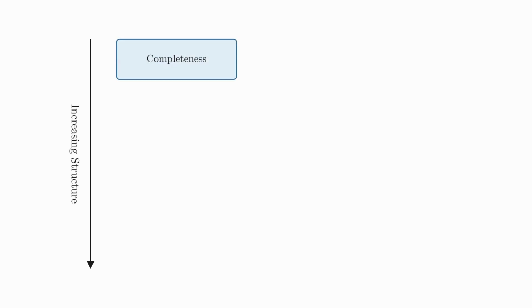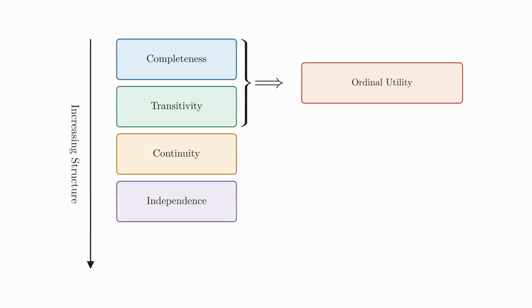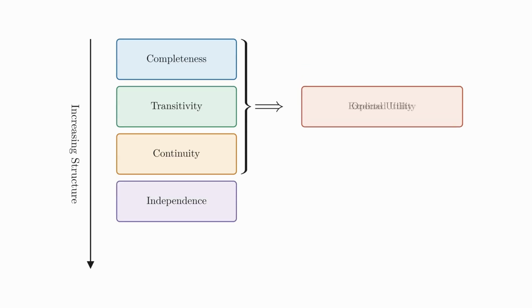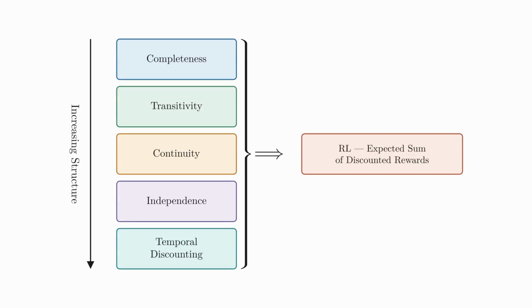So basically, what you are doing is you start with a preference that is very unstructured. You assume 2 things, completeness and transitivity, and you turn that preference into an ordinal utility, a number that orders possible events. Then you assume 2 more things, continuity and independence. You turn the ordinal utility into an expected utility, which is much stronger in the type of interpretation you can get out of it. And then if you assume the 5th axiom, you turn the expected utility into an expected sum of future rewards. And that brings you directly into the domain of RL.